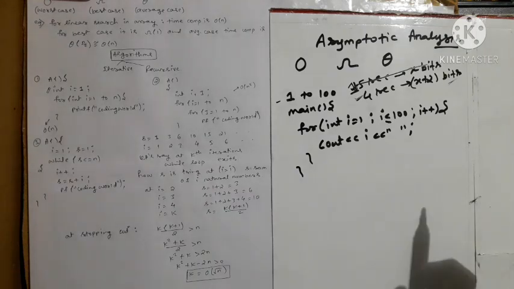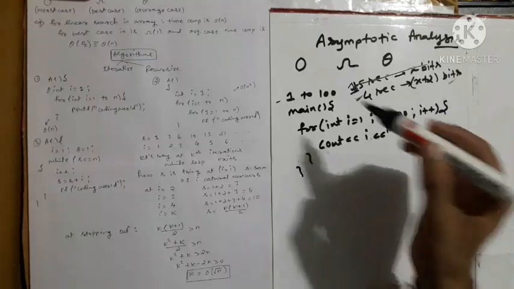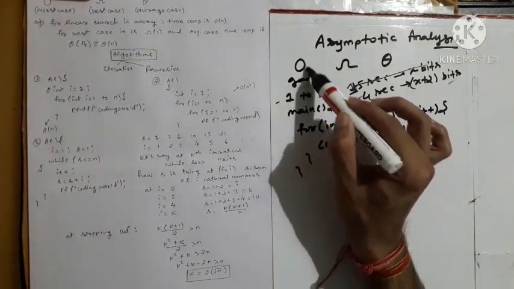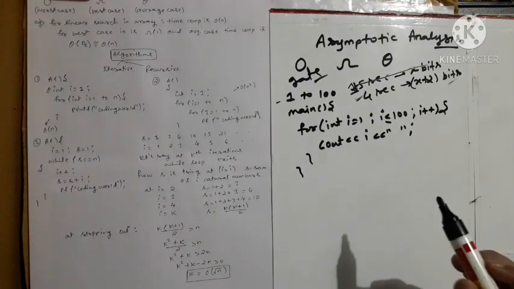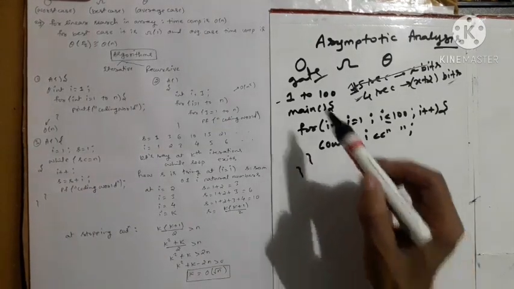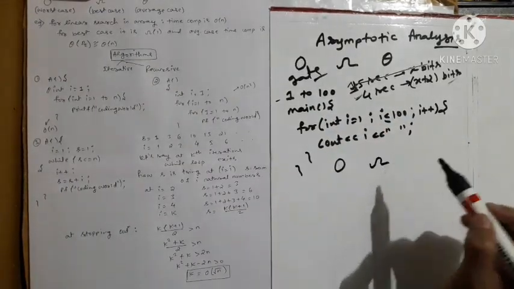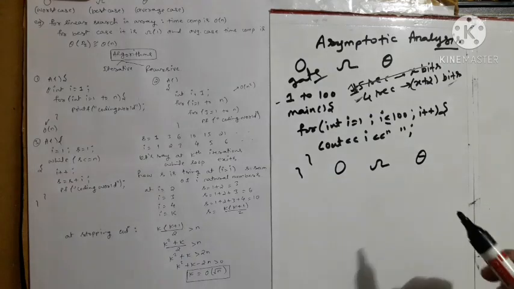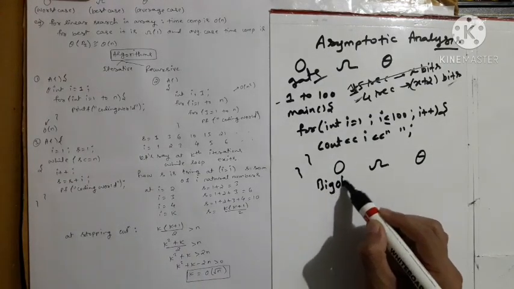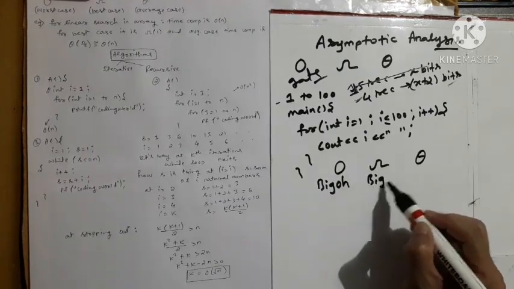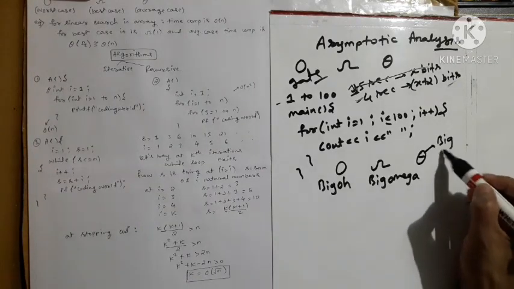In subsequent videos, in the later part of this course, we are going to discuss a lot about this question, and we will also discuss some GATE questions, the questions which have appeared in GATE. Now let me first introduce to you these three terms: this is called big O notation, this is big omega notation, and this is big theta notation.